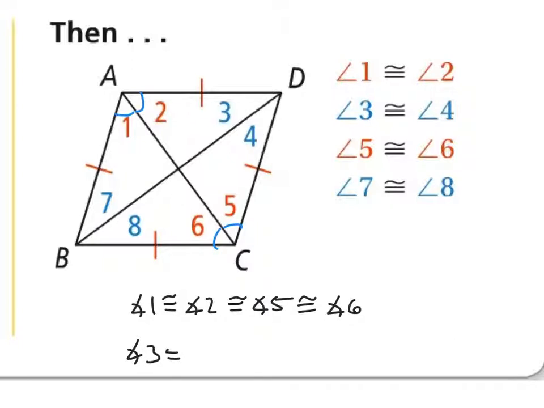Angle 3 will be congruent to angle 4. Angle 4 is going to be congruent to angle 7. And angle 7 is congruent to angle 8. All 4 of those angles will be congruent to each other because of the combination of theorems. This theorem about rhombuses, the diagonals are bisectors, and because of our properties of parallelograms. Okay? Questions on that theorem?